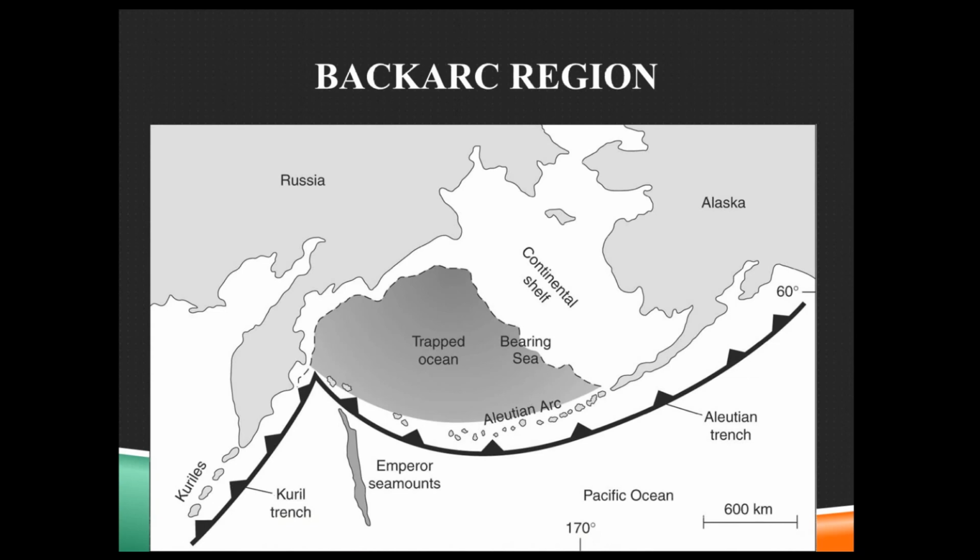Now, the back arc region, behind the arc. If we move up here to the Aleutian Islands, up in Alaska, we can see, it's a nice curved arc of islands. And behind it, we have the Bering Sea. We have some continental shelf, the shallow sediment-laden area. And then we have some ocean floor, but it's trapped behind the Aleutian Islands. This ocean floor is completely different age than the stuff out here.